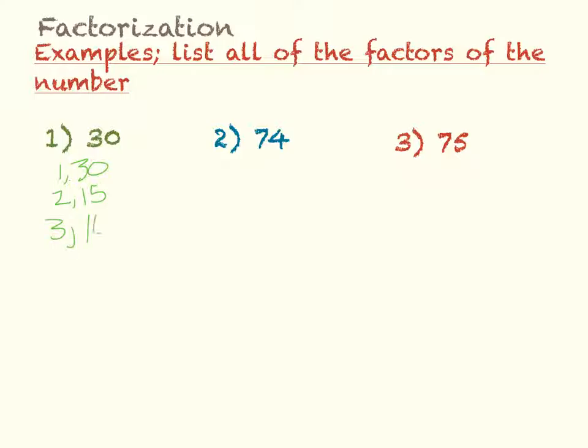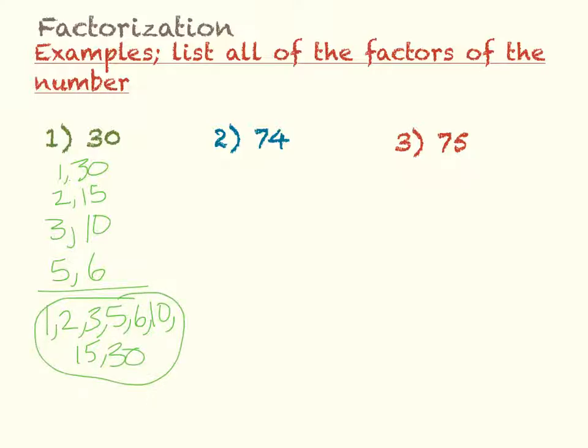30 divided by 3 is 10. 4 does not go in evenly because 4 times 7 is 28, so that's not going to work. And 5 times 6 is 30. So that means all of our factors, and then if we keep going, we start going back the other direction. So we are done there. So our list of factors would be 1, 2, 3, 5, 6, 10, 15, and 30.